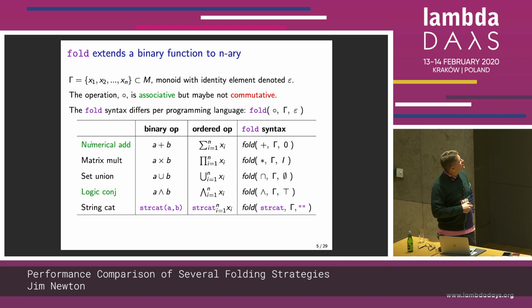And likewise for matrix multiplication, if you can multiply two matrices, then via fold you can multiply any number, as long as you have an identity matrix. Set union works the same way. We're going to look at logical conjunction. So if you have two Boolean functions and you want to find the intersection or the union of those functions, we have to write the function for two objects, and we can use fold to extend it to multiple objects.